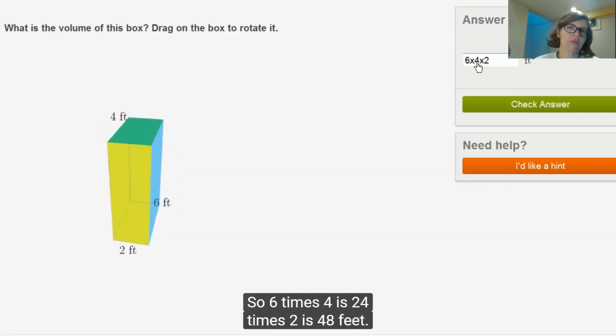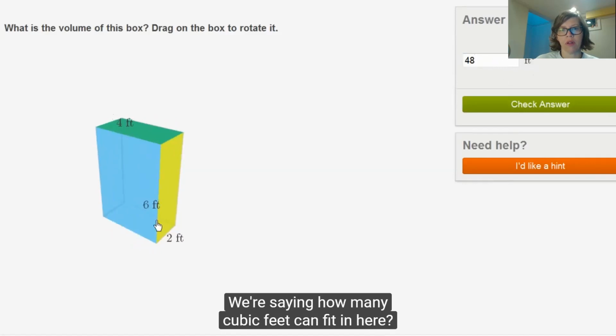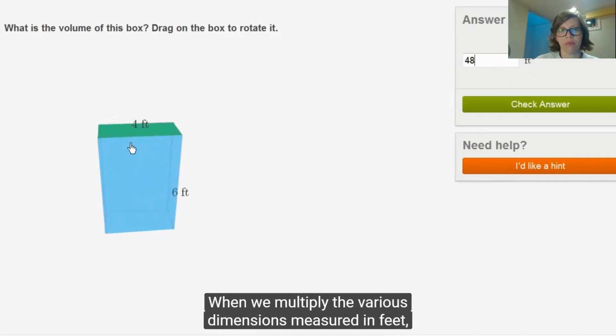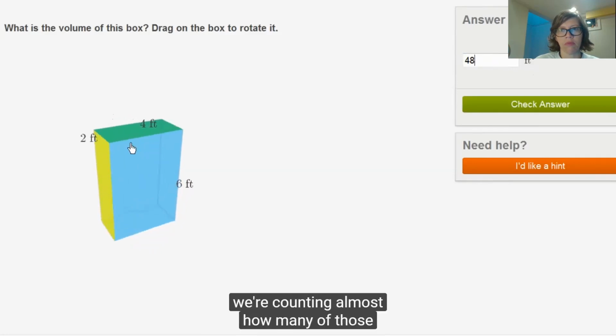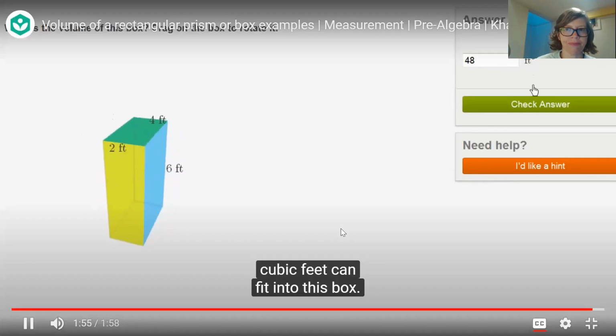So 6 times 4 is 24, times 2 is 48, and I should say cubic feet. We're saying how many cubic feet can fit in here. When we multiply the various dimensions measured in feet, we're essentially counting how many of those cubic feet can fit into this box.